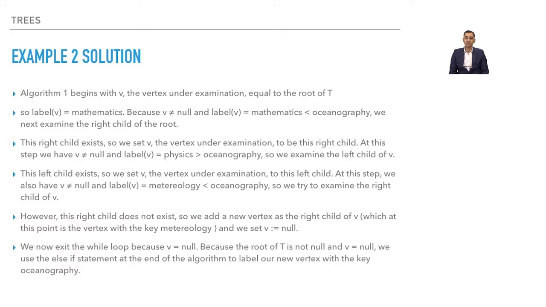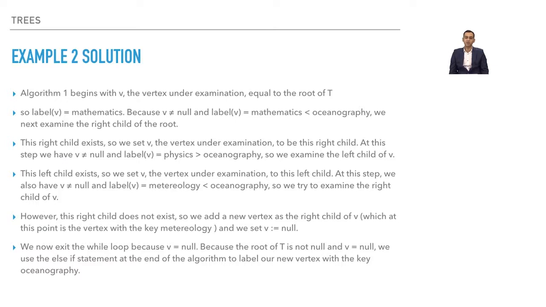At this step, we have v not equal to null and label of v equals physics. And physics is greater than oceanography, so we examine the left child of v. This left child exists, so we set v to this left child. At this step, we also have v not equal to null and label of v equals meteorology, which is less than oceanography, so we try to examine the right child of v. However, this right child does not exist, so we add a new vertex as the right child of v, and we set v equal to null.